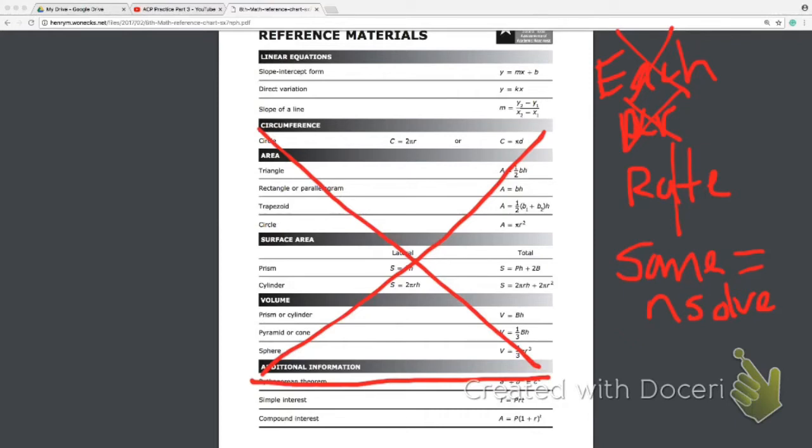Also, if I see slope-intercept form, I'm going to think non-proportional, so I'll just put an NP if I want. If I see direct variation, I will think proportional. The M represents the slope. So that's a slope. The B represents the y-intercept. Okay, so it's a little hard to see, I'm sorry about that, but that's some things I can remember up there.